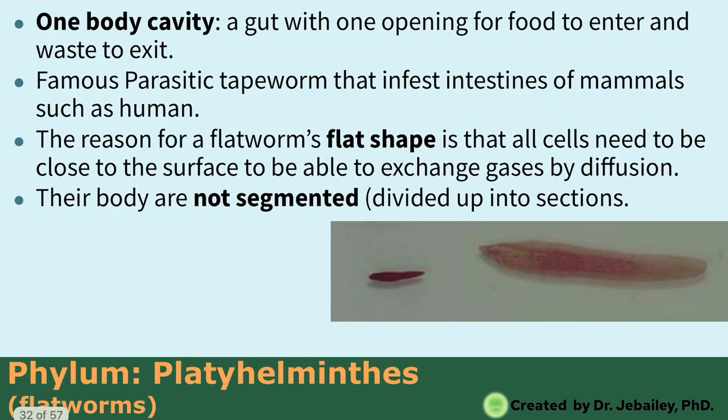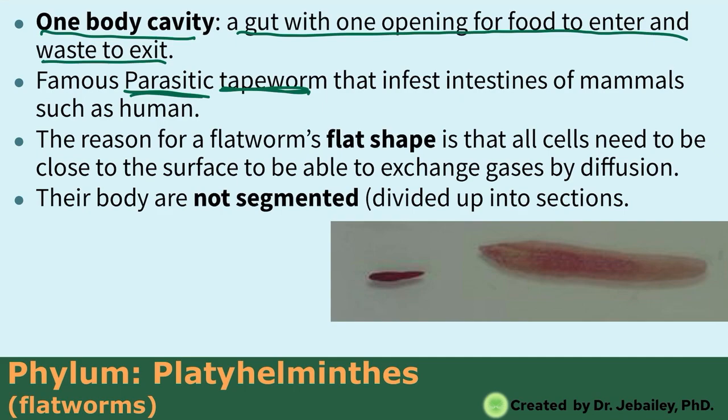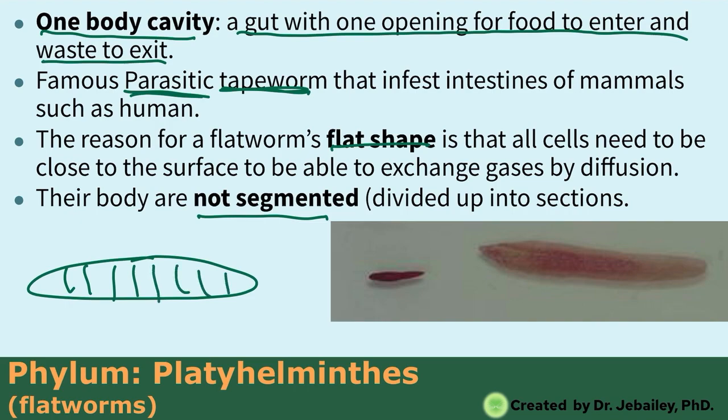Then you have the Platyhelminthes. In this case, they have one body cavity. When it says one body cavity, that means the gut has an opening for food to enter and for waste to exit. They are known mostly as parasites, and the perfect example is the tapeworm. Tapeworm is a perfect one for this phylum. It's flat shaped and it's not segmented. Segmented would be like, imagine this is the worm, it would have been cut into pieces. That's considered segmented, but it is not segmented whatsoever. And it's very flat and wide, to allow the exchange of gases in and out much faster.